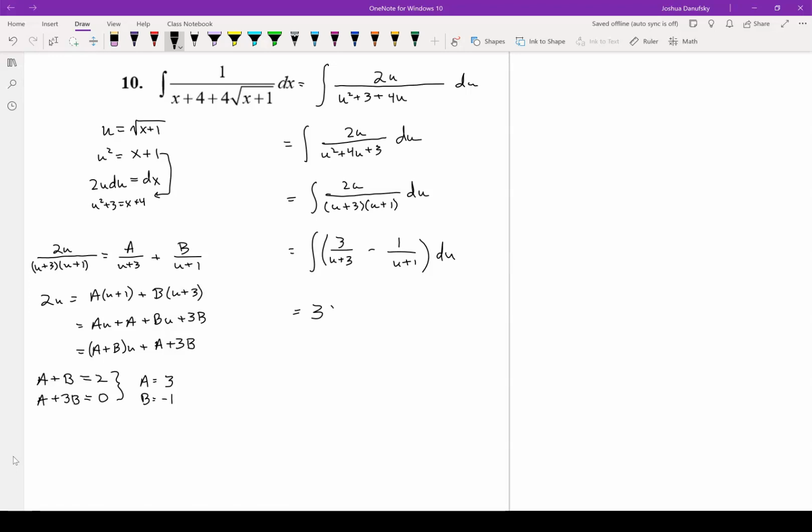Integrating, we get 3 ln absolute u plus 3 minus ln of absolute u plus 1 plus c equals 3 ln, bringing back our root x plus 1. Here we'll have 3 plus root x plus 1 minus the ln of 1 plus root x plus 1 plus c.